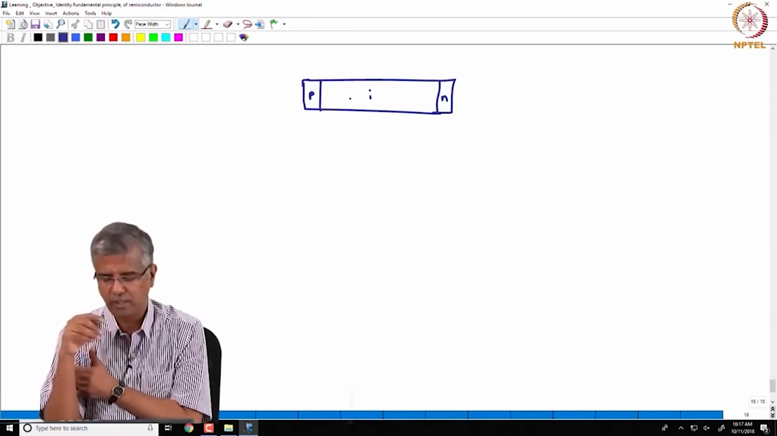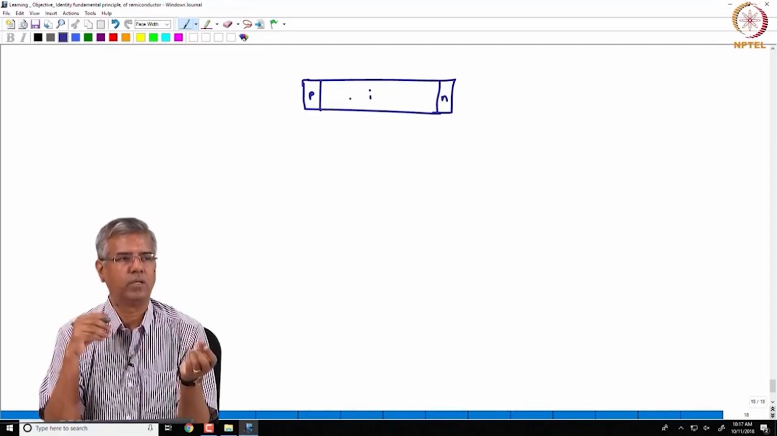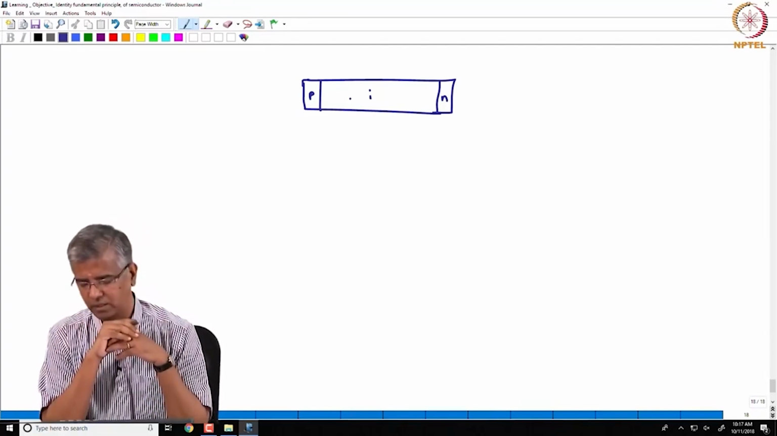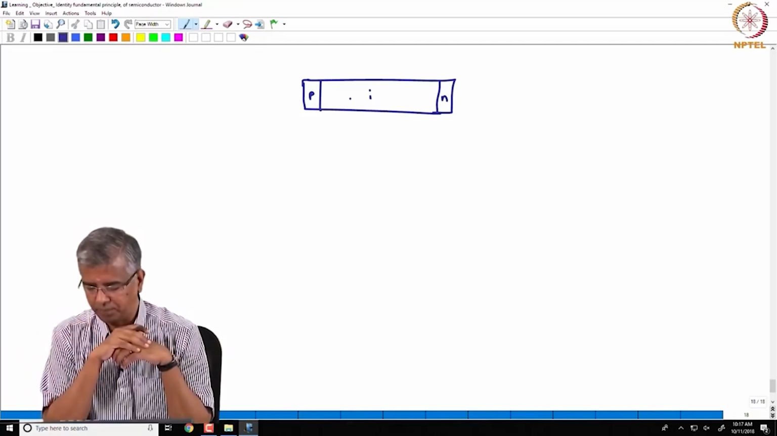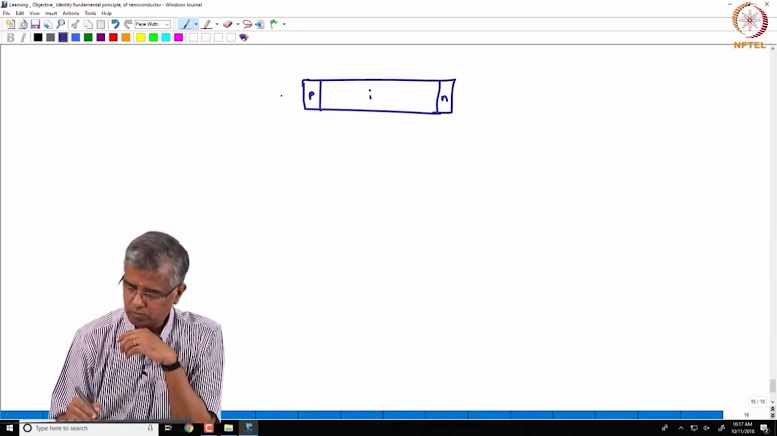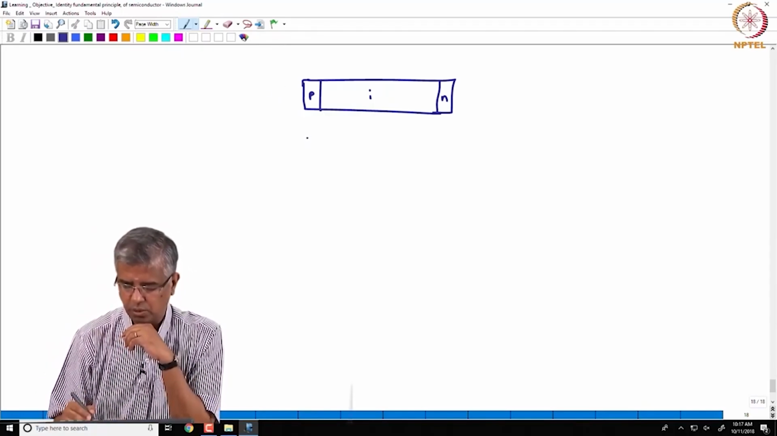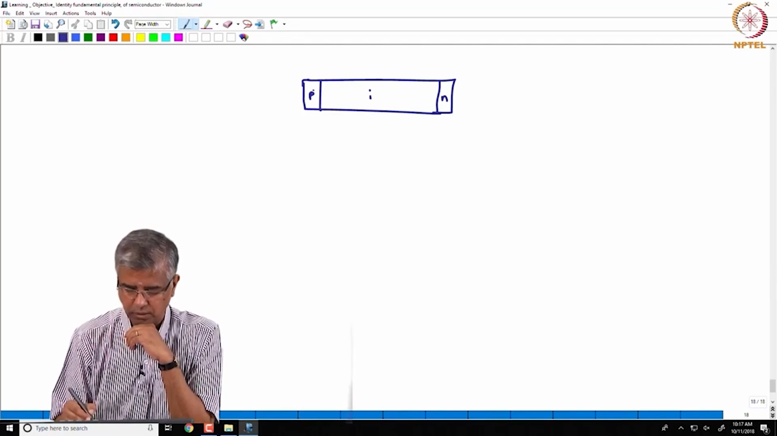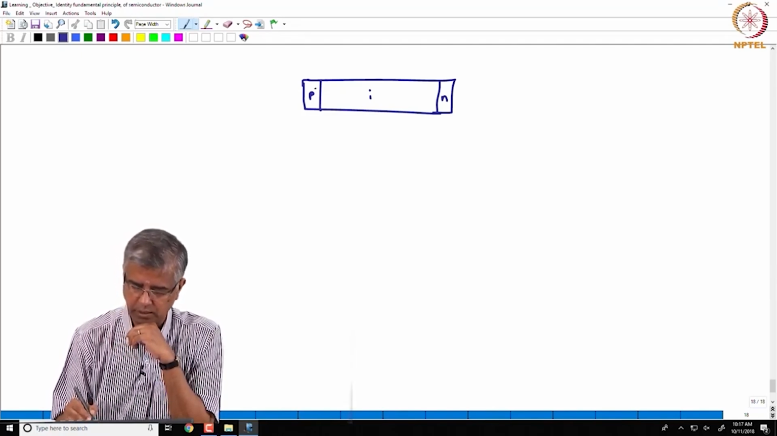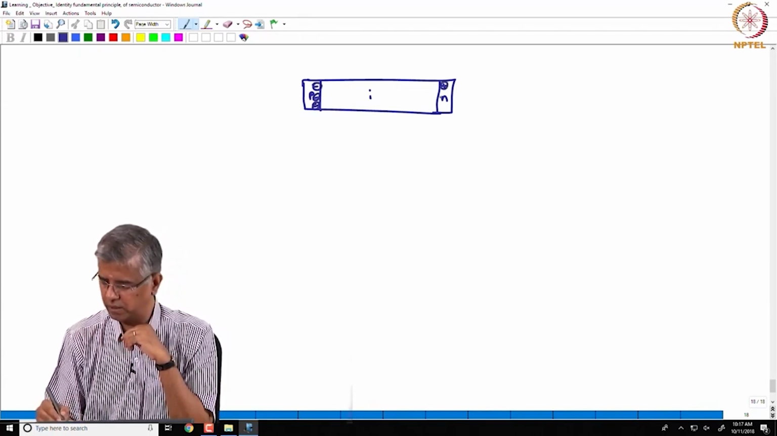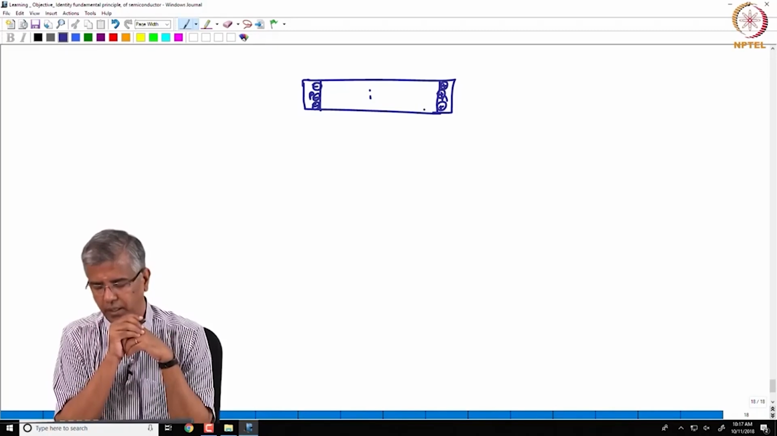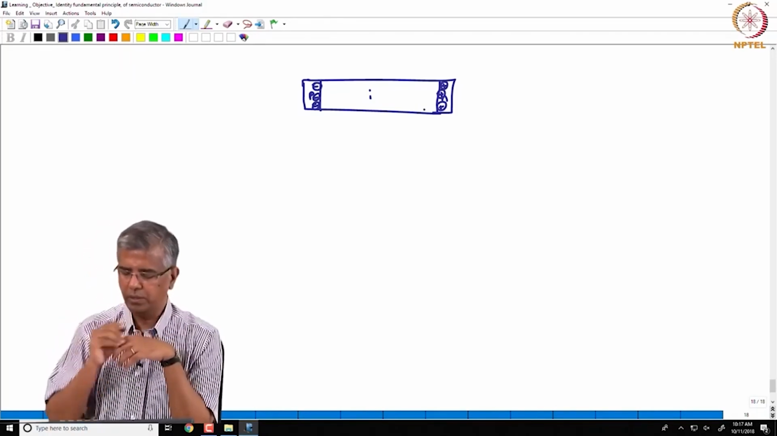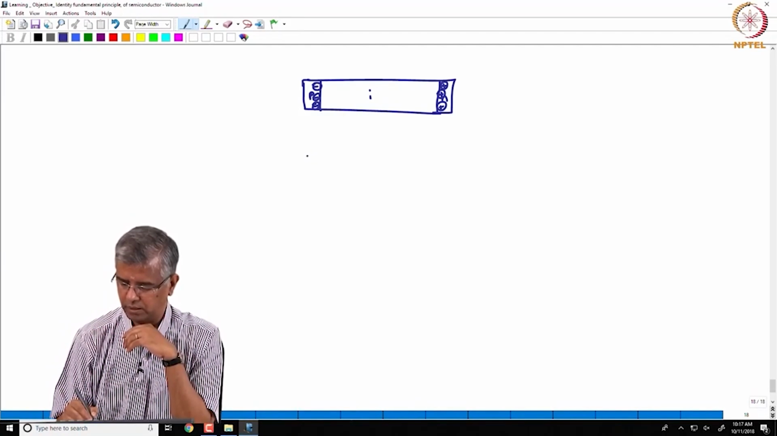In an intrinsic semiconductor, the electron and hole concentrations are essentially the same, and the Fermi energy is right in the middle of the band gap. When you look at the charges present, the charge density is going to be such that you have negative fixed charges over here and positive charges over here.